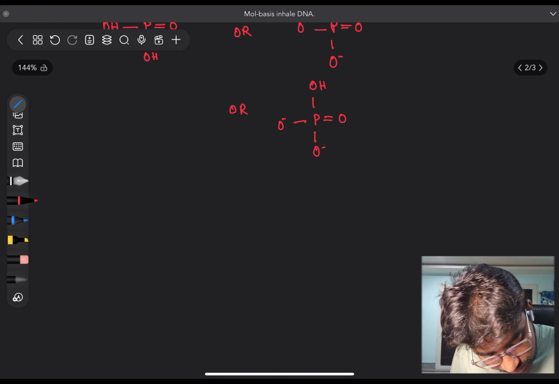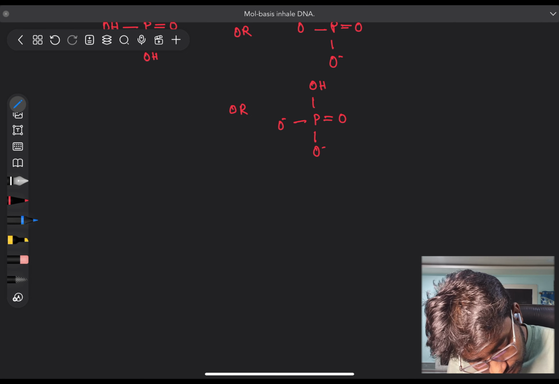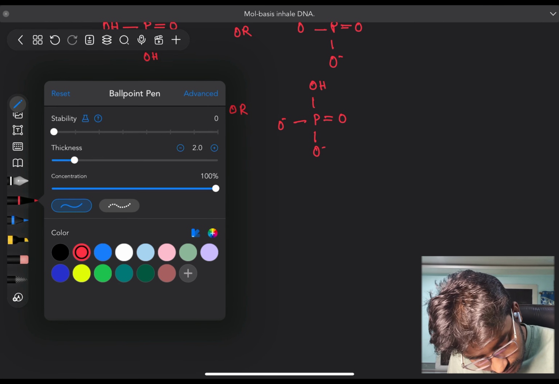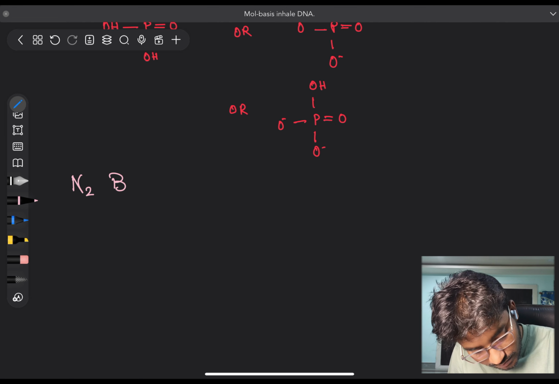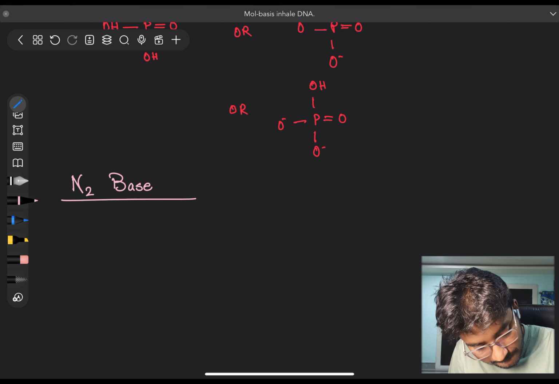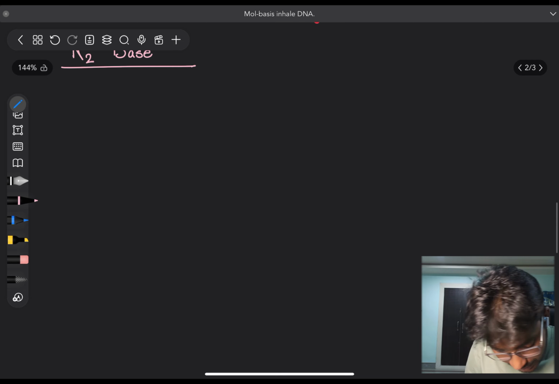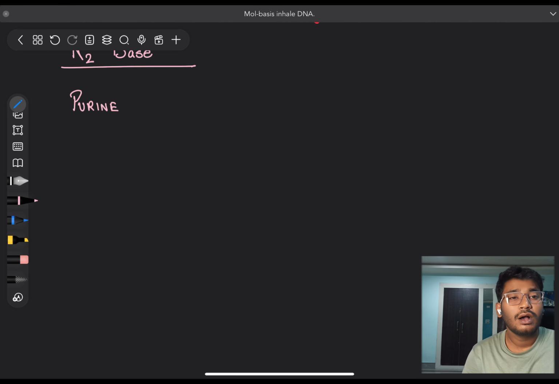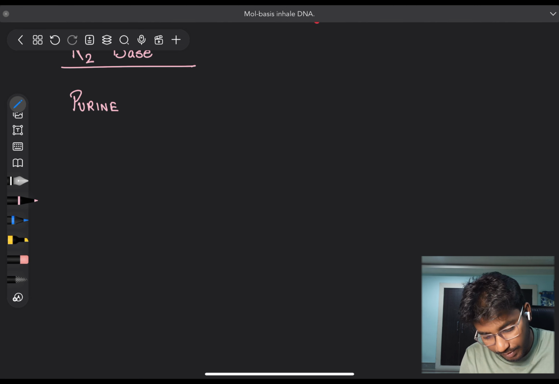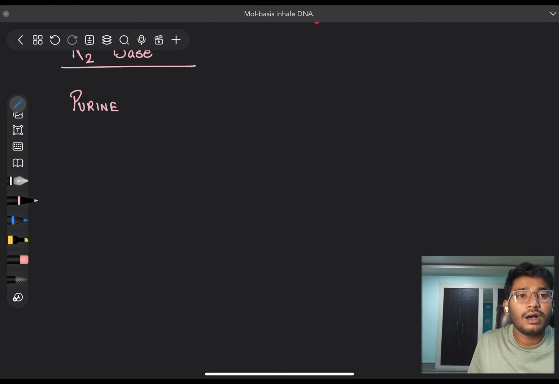In the next part we come to the nitrogenous base. The nitrogenous base consists of, first, the purines. What are the 2 purine bases? Adenine and guanine. Now purines have organic structures, so let me draw it first.